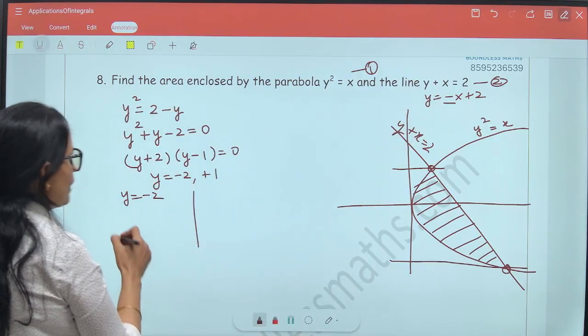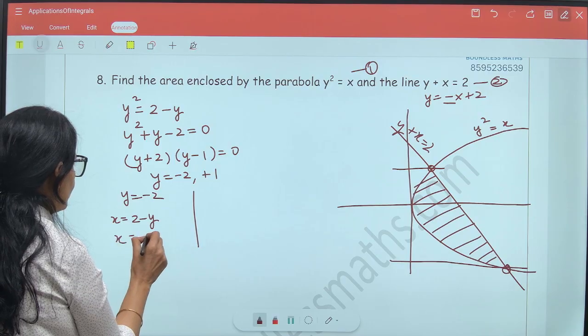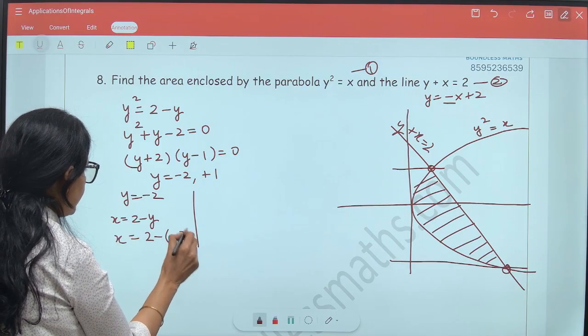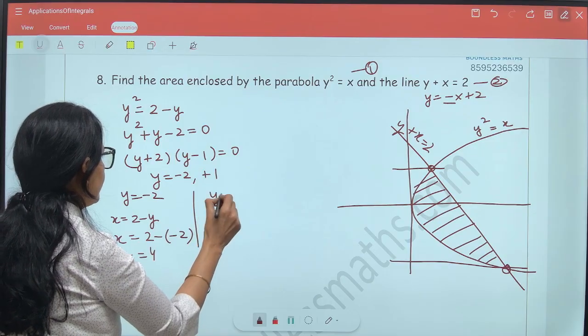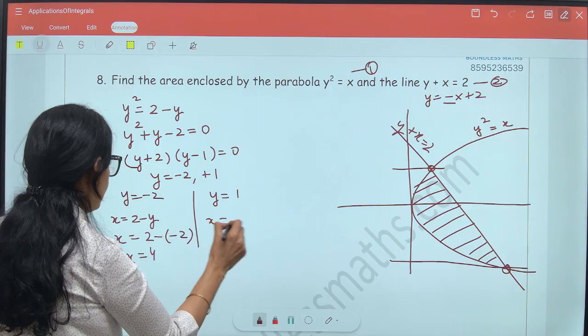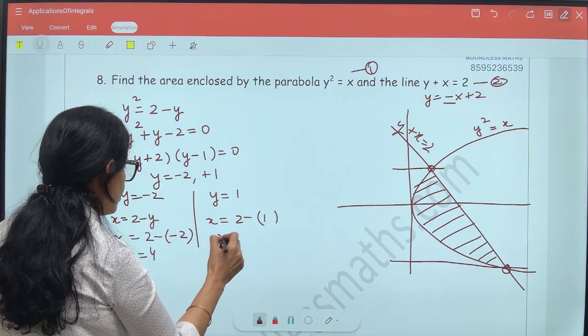x is 2 minus y. So x is going to be 2 minus (minus 2), this becomes 4. So the value of x is 4. When y is plus 1, the value of x will be 2 minus 1. 2 minus 1 is 1. So the value of x is 1.